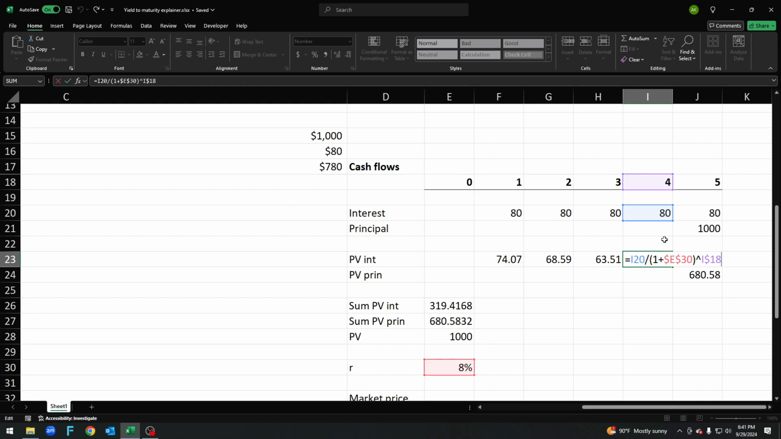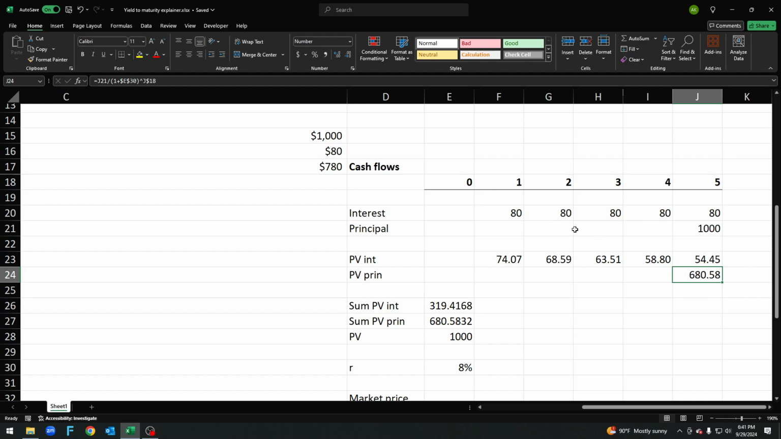It's this $80 divided by 1 plus r raised to the t, which is 4. So we're discounting to get back 4 periods. These are the interest payments, the present value of the interest payments. This is the present value of the principal payment, this $680. That's also this $1,000, the principal payment, divided by 1 plus r raised to the t, which is 5.